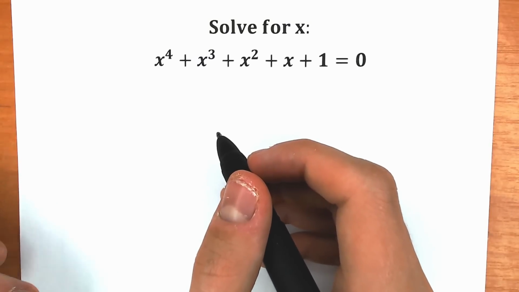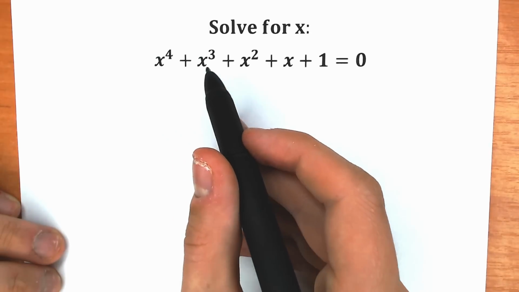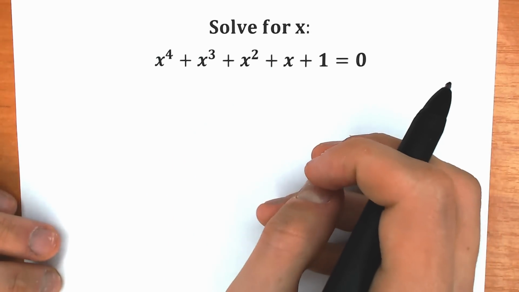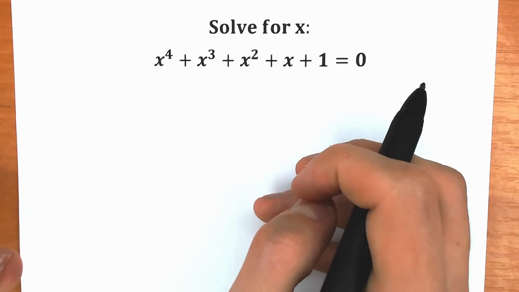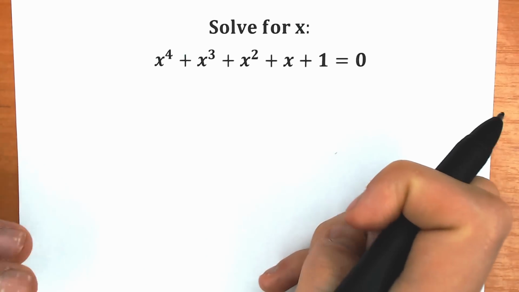Hi, Mathematics. Today we have a very interesting question from an entrance examination. We have x to the fourth plus x cubed plus x squared plus x plus 1 equal to 0. And right now I'm going to show you how you can solve this question algebraically. I hope you will understand it. I will try my best to give you an understandable solution.